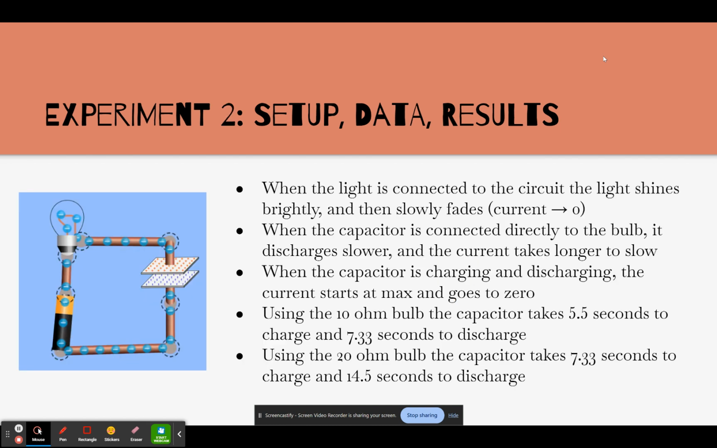So when the light is connected to the circuit, the light shines brightly, and then it slowly fades until the current equals 0. When the capacitor is connected directly to the bulb, it discharges slower, and the current takes longer to slow. When the capacitor is charging and discharging, the current starts at max and goes to 0. Using the 10 ohm bulb, the capacitor takes 5.5 seconds to charge and 7.33 seconds to discharge, and using the 20 ohm bulb, the capacitor takes 7.33 seconds to charge and 14.5 seconds to discharge.